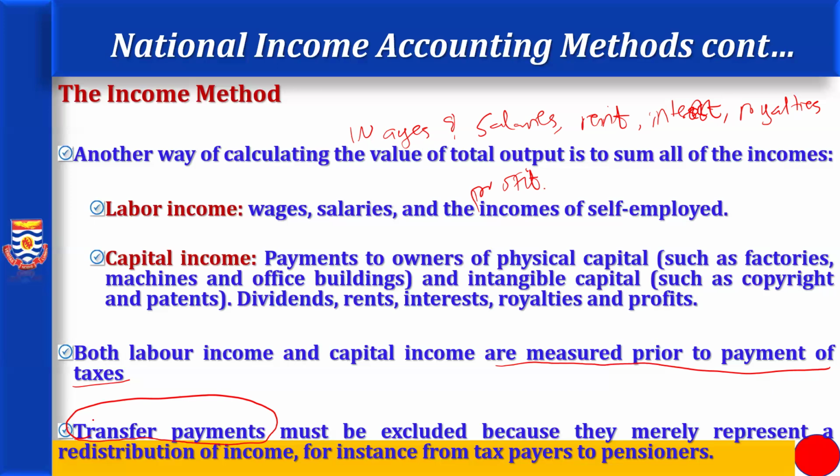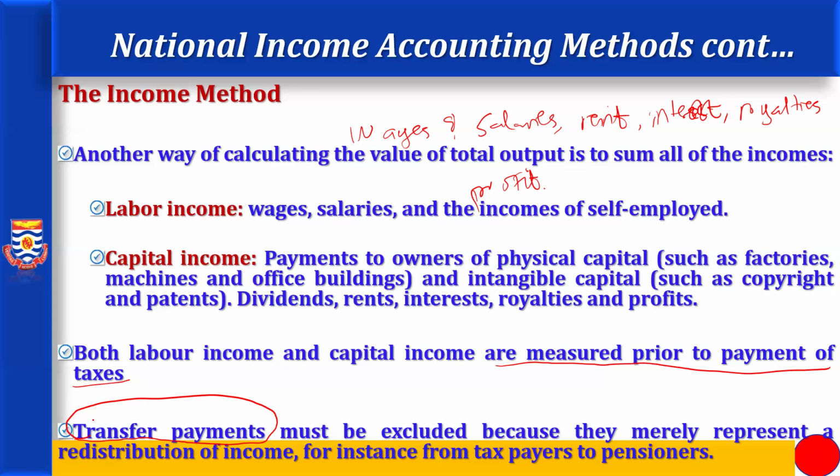Now, if your salary was, let's say, 5,000, and you give your ward 500 cedis, and they capture your salary as part of the income method, 5,000, and they add the salary of your ward, 500, it's a mistake because then it will seem like you alone, your salary was 5,500, and that is not the case. So anytime you are doing the income method, remember that you have to exclude transfer payment.